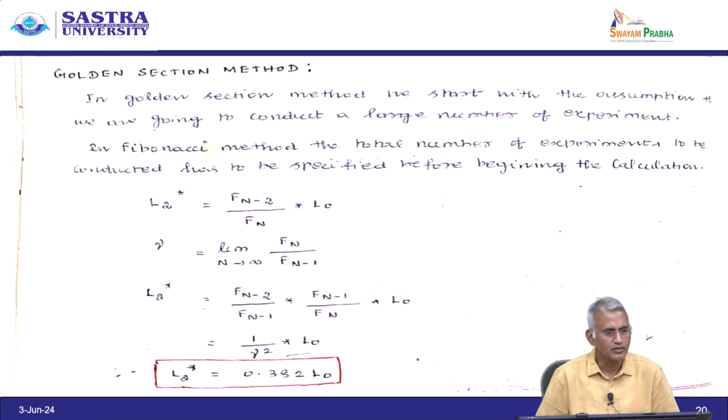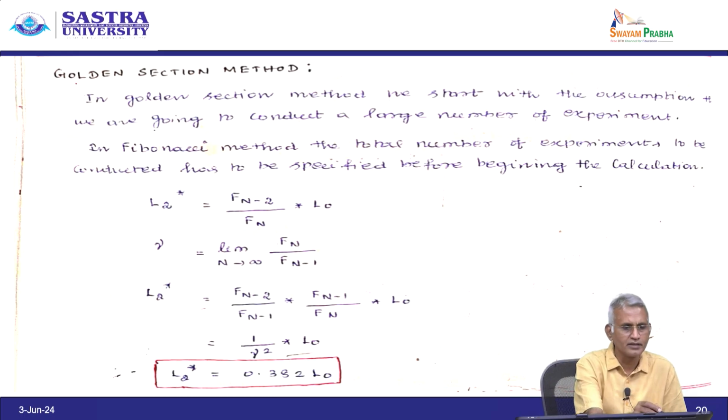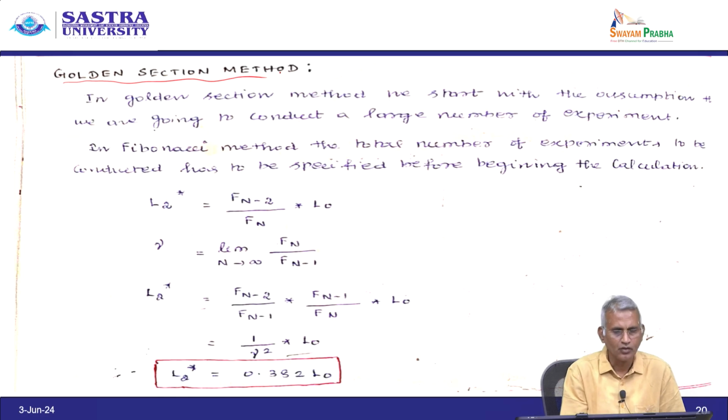Now, let us continue the Fibonacci search. We have another method called the Golden Section method. In the Golden Section method, we start with the assumption that we are going to conduct a large number of experiments. In the Fibonacci method, the total number of experiments has to be specified before beginning the calculation.